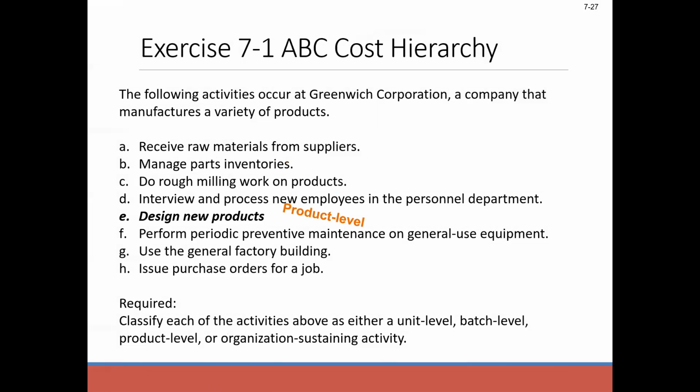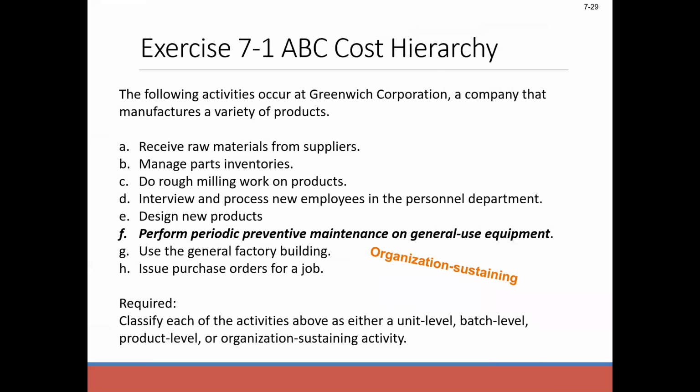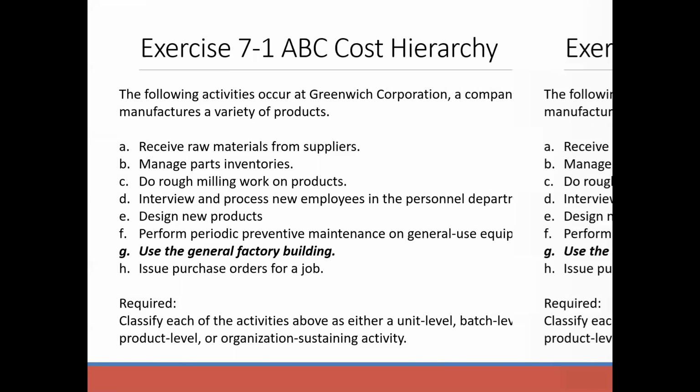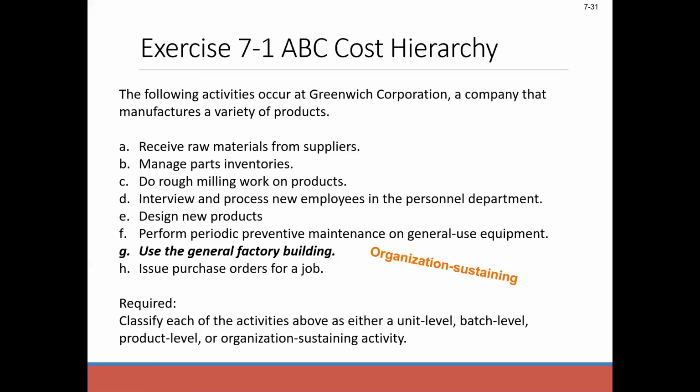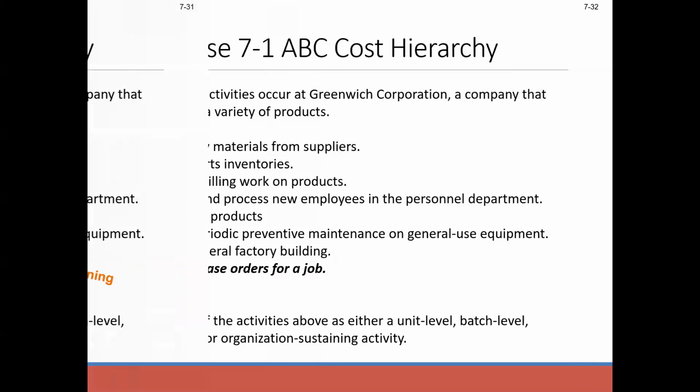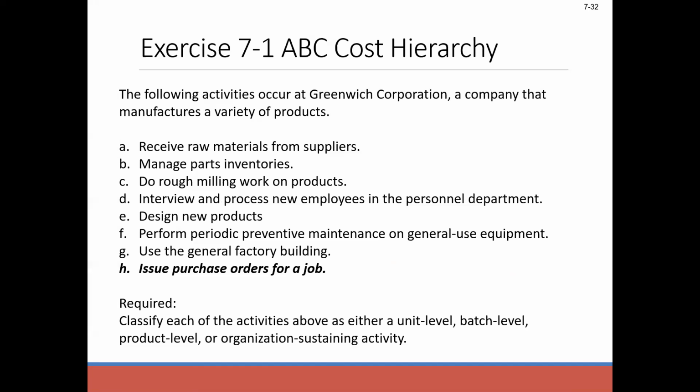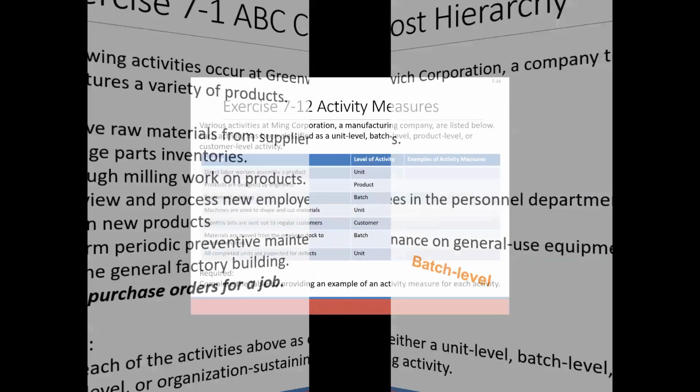Designing new products would be at a product level. Perform periodic preventative maintenance on general use equipment, organization sustaining. Use the general factory building, organization sustaining. Issue purchase orders for a job, batch level. Okay.